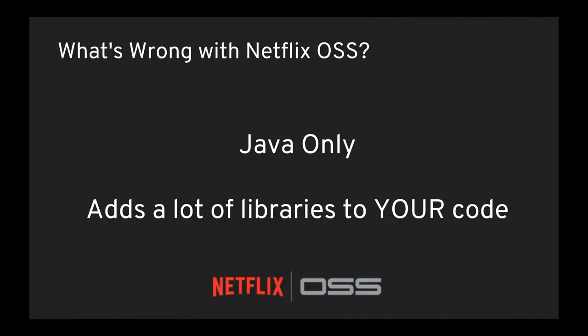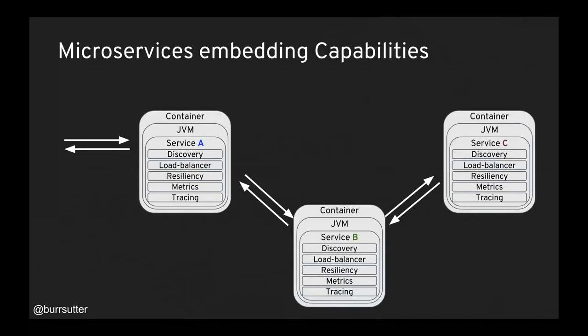So what's wrong with Netflix OSS? There's nothing wrong with it. It was awesome. It taught us some amazing things. It definitely showed us the way when it came to microservices architecture. But the Netflix OSS capabilities are Java only. What if you have something other than Java, whether it be a .NET application or PHP or Python or some other Ruby-based application? Node.js has got to be very popular now. Also, all those libraries are stuck in your code, and that's important to understand also. You now have to carry that weight with you.